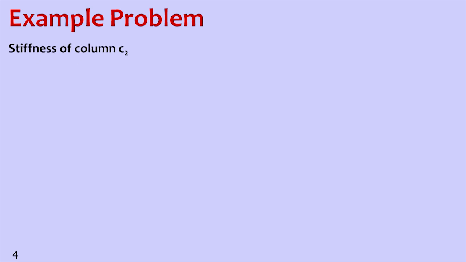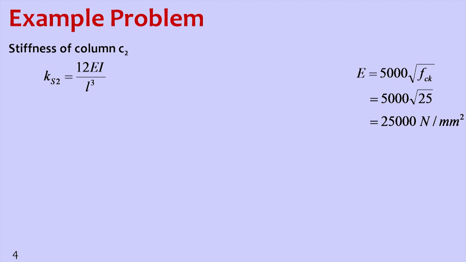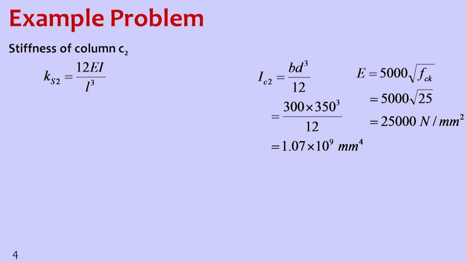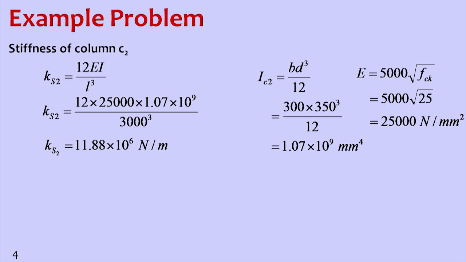So, we have another column for which stiffness is calculated in a similar manner. E is again 5000 root fck, which is around 25,000 Newton per mm square, and I is bd cube by 12, for the column of size 300 by 350 mm. So, 300 into 350 cube by 12 is coming around 1.07 into 10 to the power of 9 mm power 4. Now substituting E and I values into K, 12 into 25,000 into 1.07 into 10 to the power of 9 by 3000 cube will give you around 11.88 into 10 to the power of 6 Newton per meter. So, these are the columns which we have.